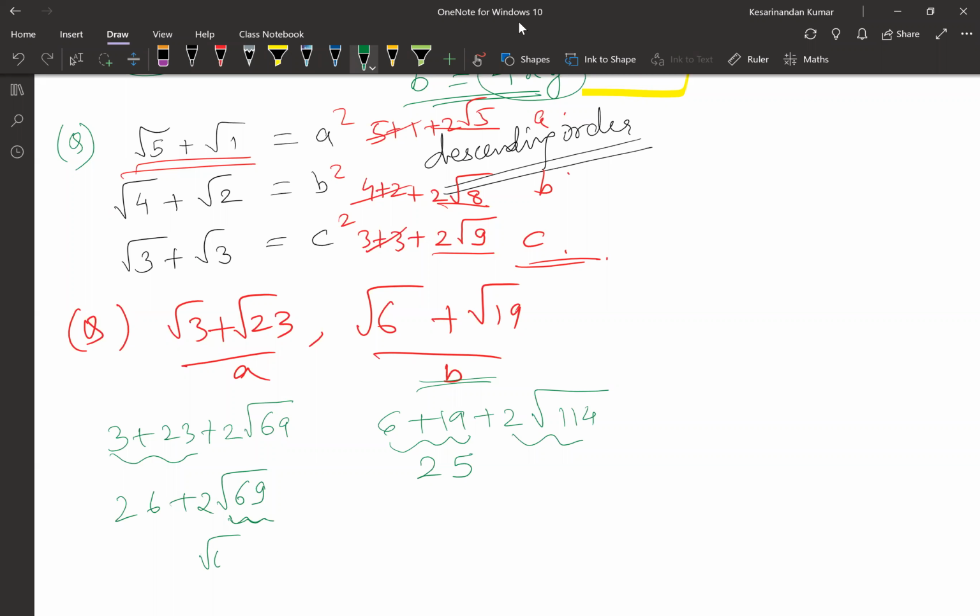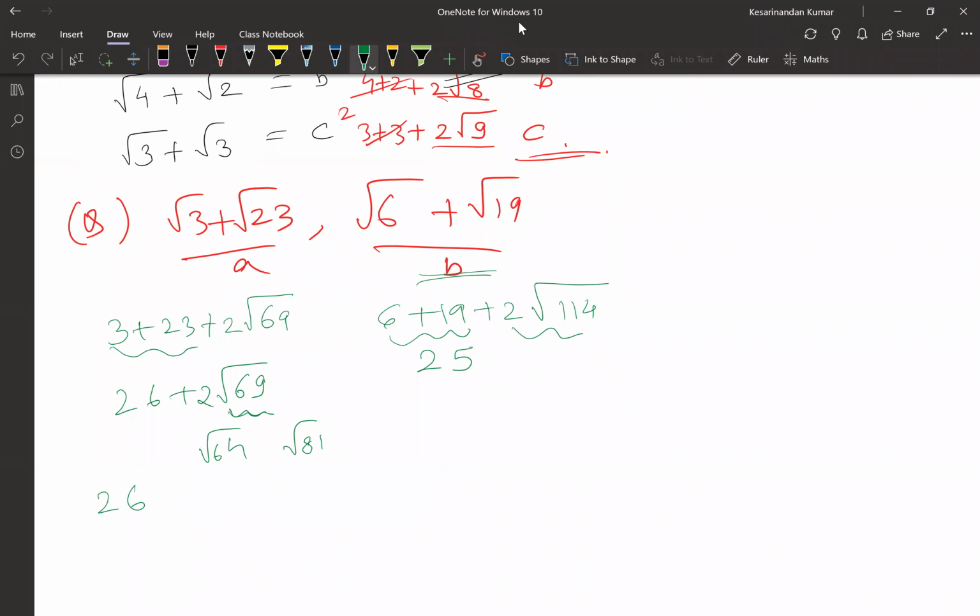8 and 9, 64. Yes, exactly. Perfect. So what you will have is 26 plus something. Let's take the lower value for now because it is quite closer. 2 into 8 is 16. What you will get is 26 plus 16, 42. If you could have got 9 here, then it could have been 18. So you will have a value between 42 and 44. Yeah, perfect. Now let's calculate this.